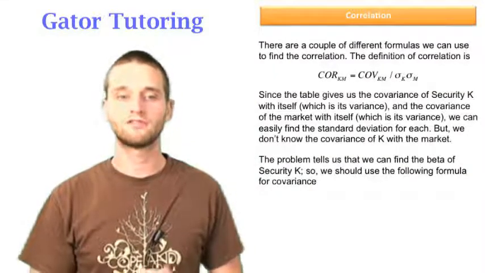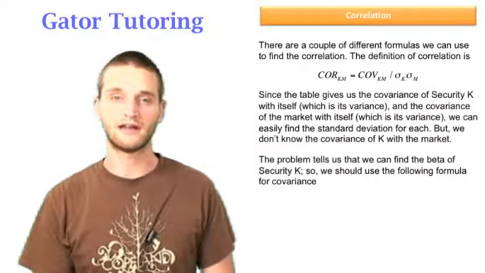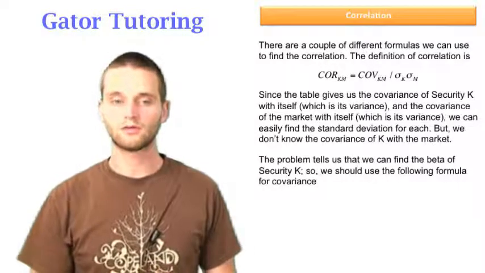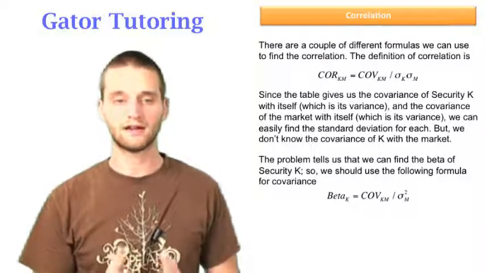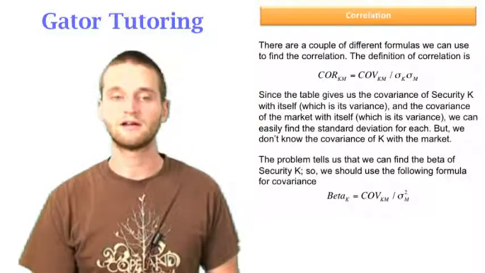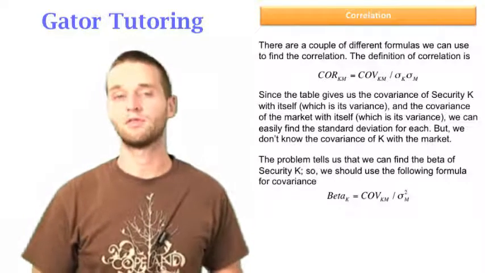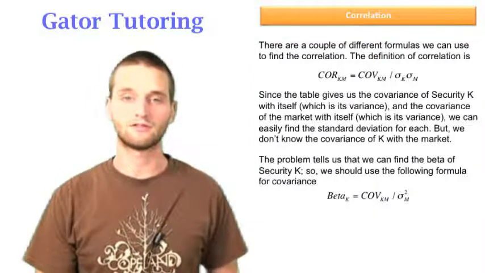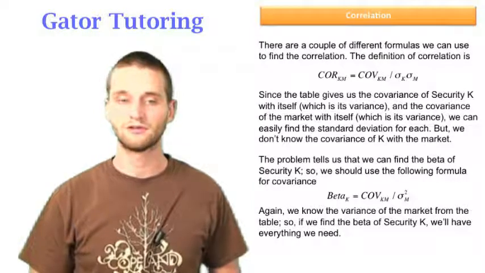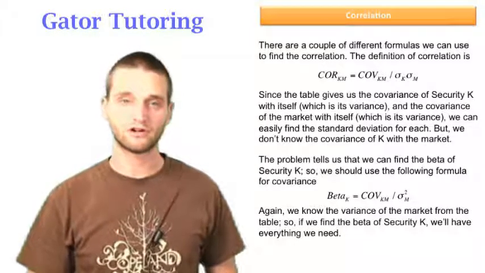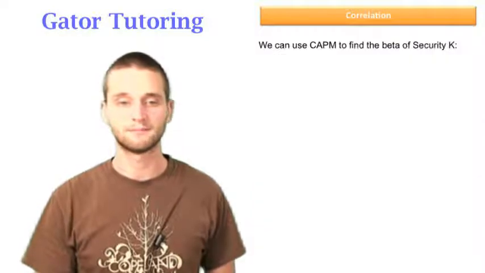So the problem tells us that we can find the beta of security K. So we should use the following formula for covariance. This formula is given to us in our handout. It says the beta of security K is equal to the covariance of K with the market divided by the variance of the market. Again, we know the variance of the market from the table. So if we find the beta of security K, we'll have everything we need.